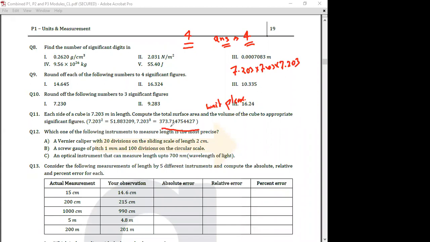But here we just have to see how many significant figures. 4. So we have to round off which digit? This one. If you round off this one, what would the number be? This is 7, 1, so it will be just 7. Yes or no? So the answer is 373.7. Correct. So the 11th one is done.